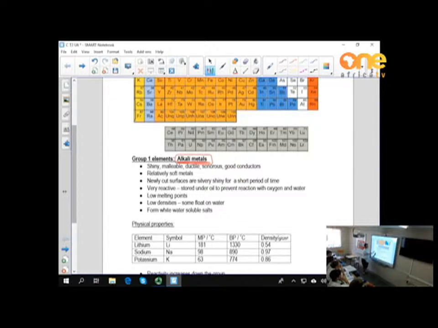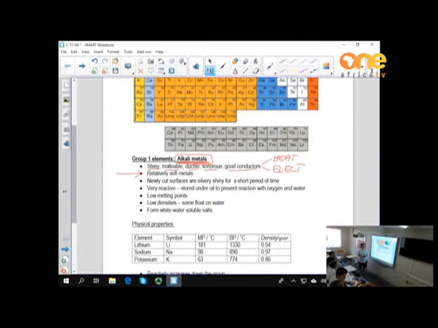Just like any other metal, they are shiny, malleable, ductile, sonorous, good conductors of both heat and electricity. Those are common metal properties. Now, except for the common metal properties, we find that the group 1 metals are relatively soft. Usually, they've got the consistency of a brick of butter that comes out of the fridge. You can cut it with a knife. It's hard, but you can cut it.